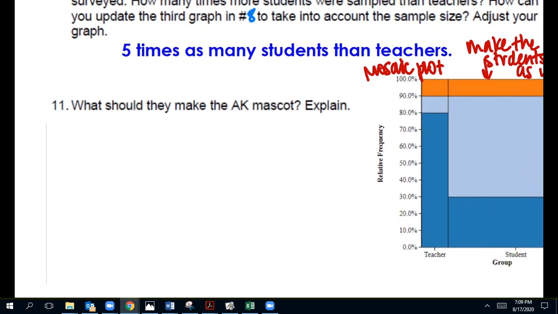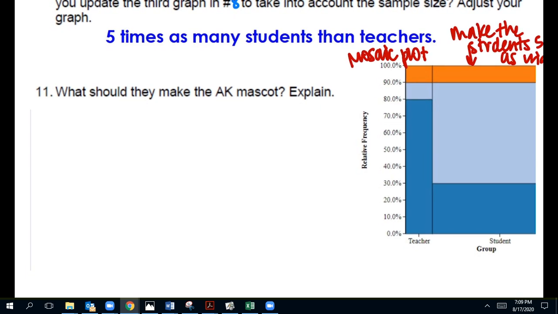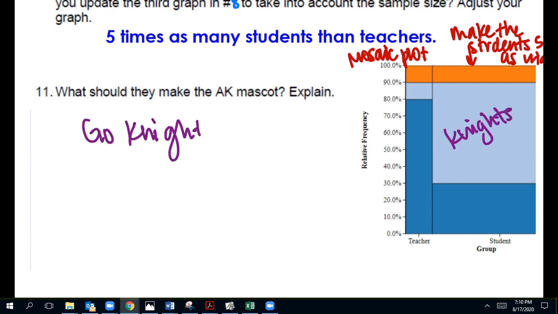And the area of the boxes tells us what we want to know about both sample size and relationship to the other variable. Okay, what should they make the mascot now? Look at that box. Look at this Knights box. It's huge. So we're going to say go Knights. Clearly has the most support. And it won. This is a true story. They used a mosaic plot to determine it back in 2007.